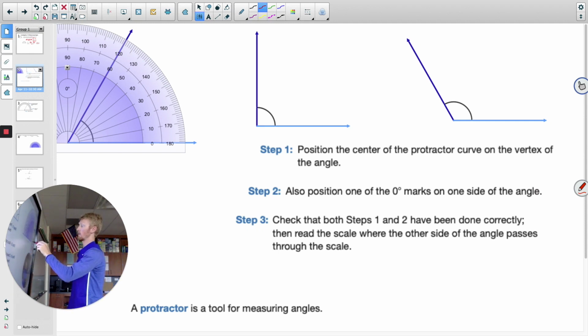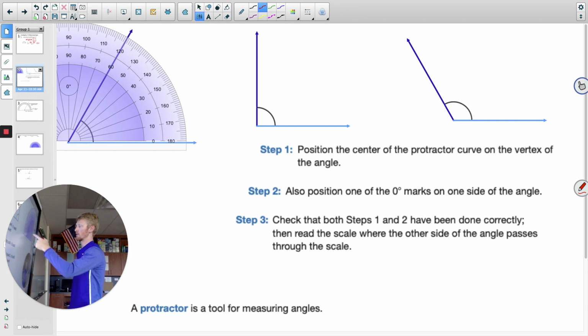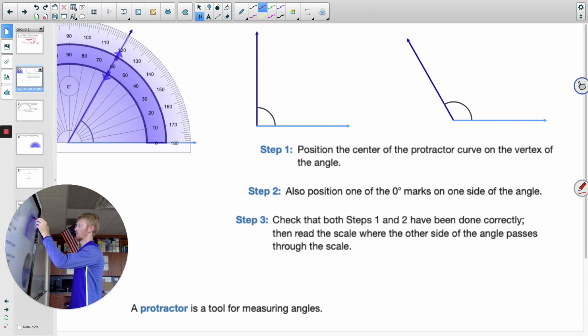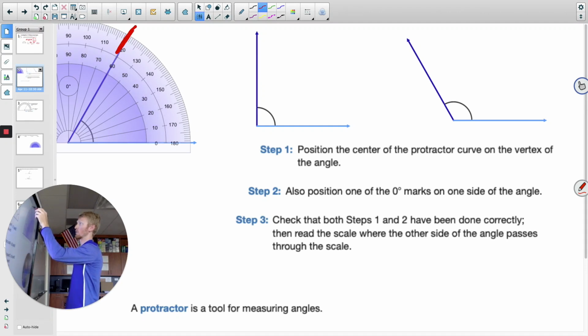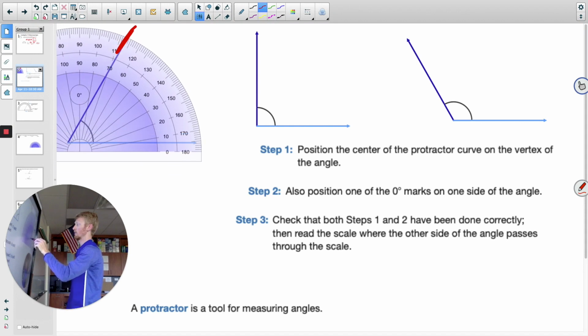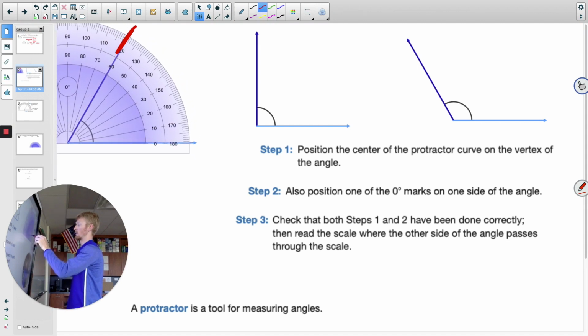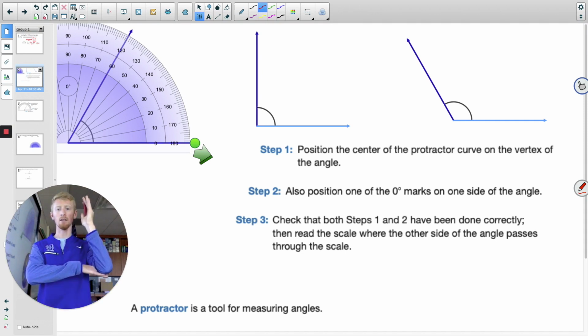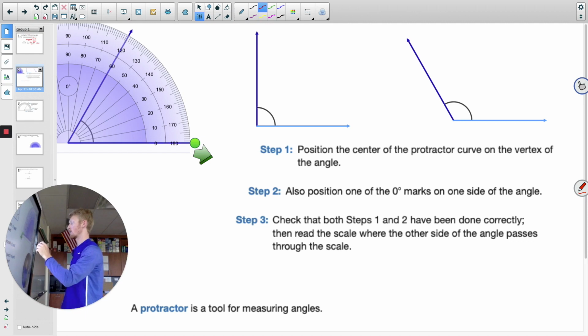So right here I can read, I have 2 numbers in my protractor. I have a 60 and I have a 120. Right here is where my angle comes out. So then I need to determine, all right, is that 120 degrees or is that 60 degrees? Well, I know that it's less than 90 degrees, so it has to be the 60 degrees. So this angle would be 60 degrees.